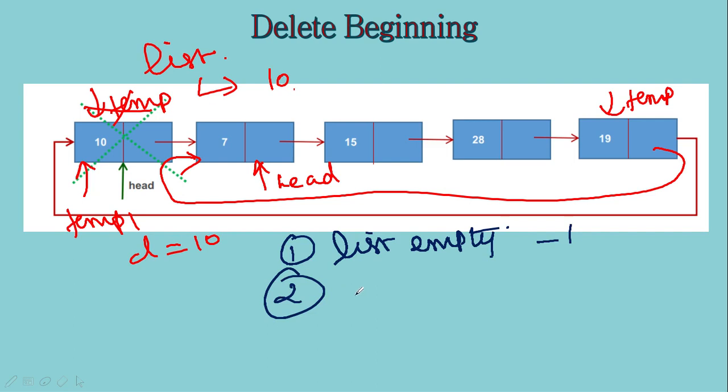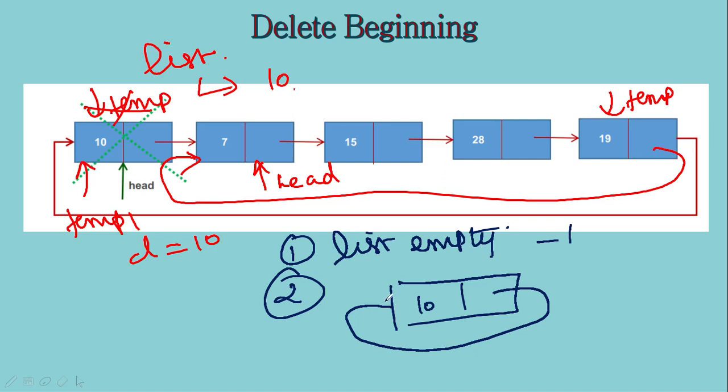And the second case that we have to consider is when there is only one node in the circular linked list. So if there is only one node, for example, only 10 is present, how will the linked list look? It will look like this. One node with the next part containing the address of itself, and the head will be here. This is how it will look.